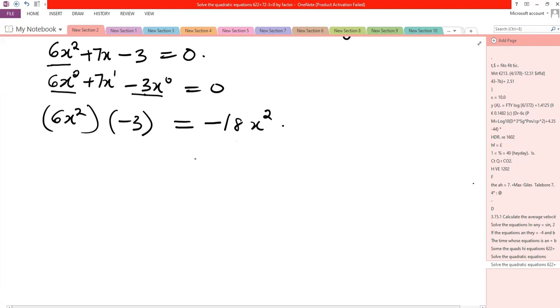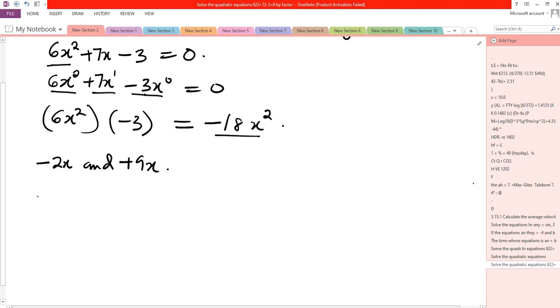Then we need the factors of this that, when you add them together, will give you plus 7x. The factors that would give you that will be minus 2x and plus 9x. So these are the two factors of minus 18x squared, so that when you sum them together, it will give you plus 7x.